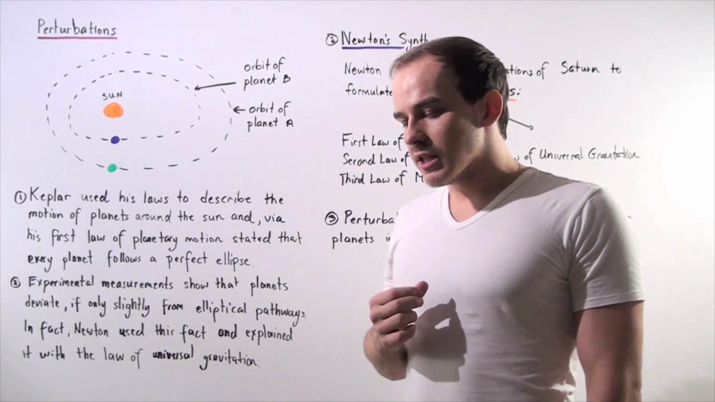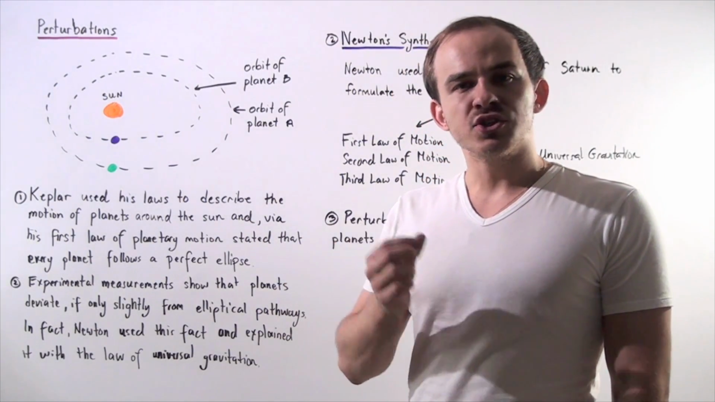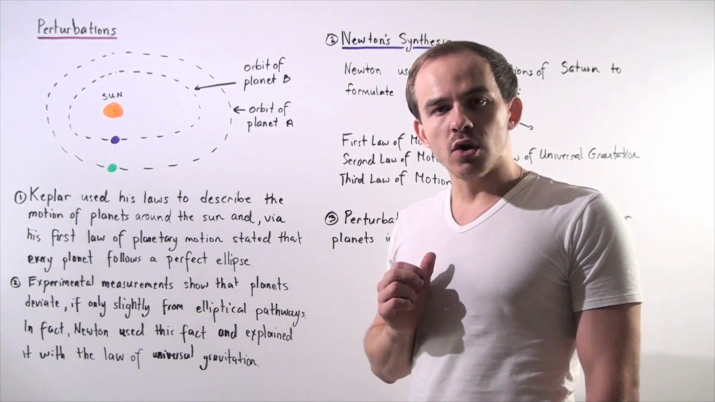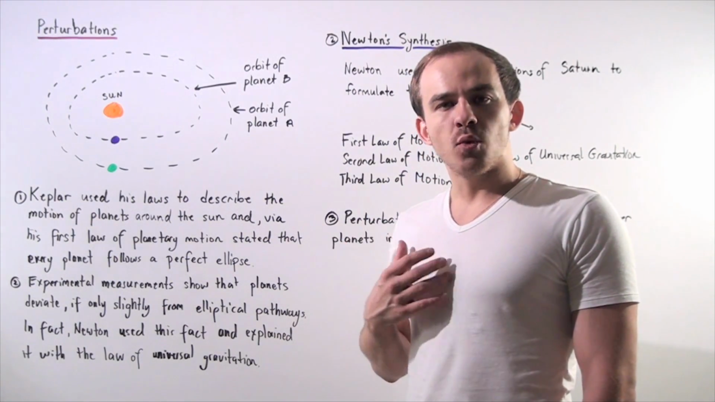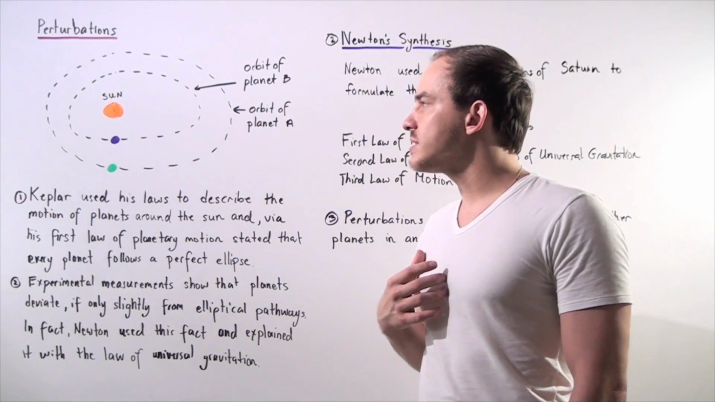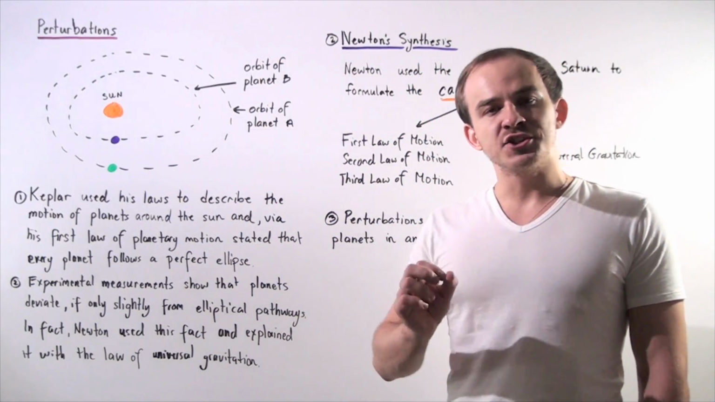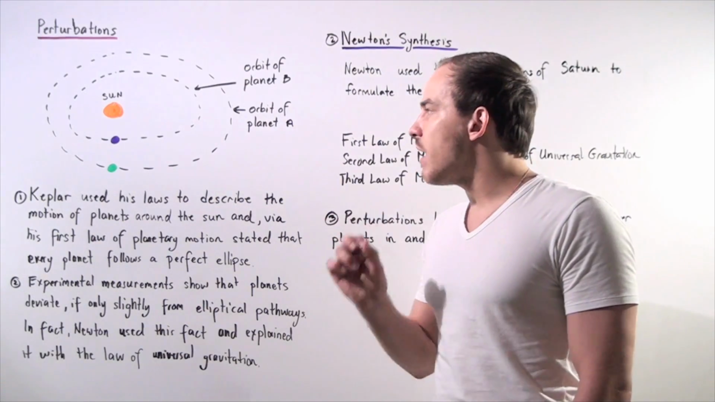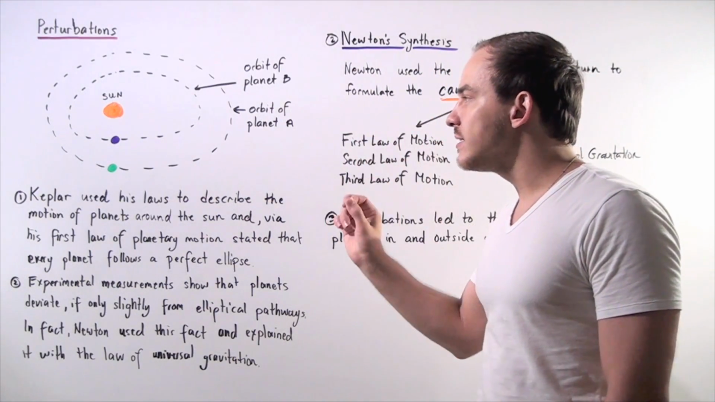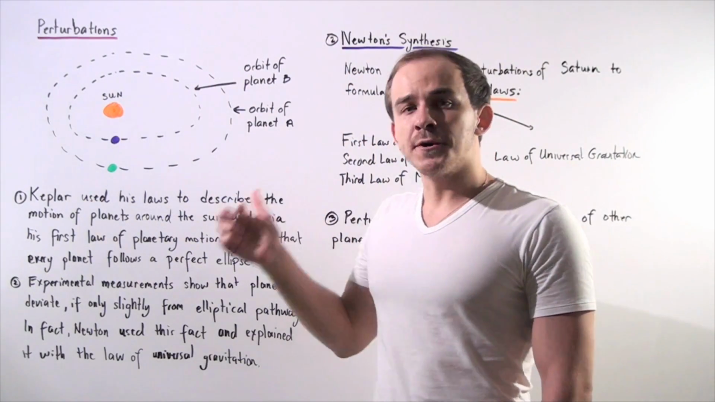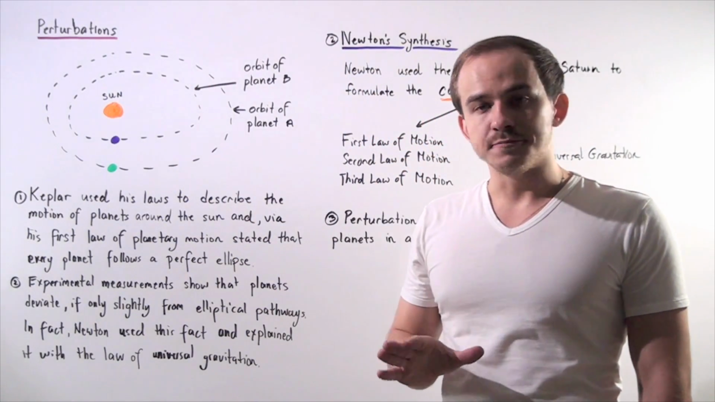So in a previous lecture, we spoke about Kepler's laws of planetary motion. And we said that these laws are used to describe the way our planets move about the sun. In fact, Kepler himself used his first law of planetary motion to state the following. Every single planet moving about the sun follows a perfectly elliptical pathway.